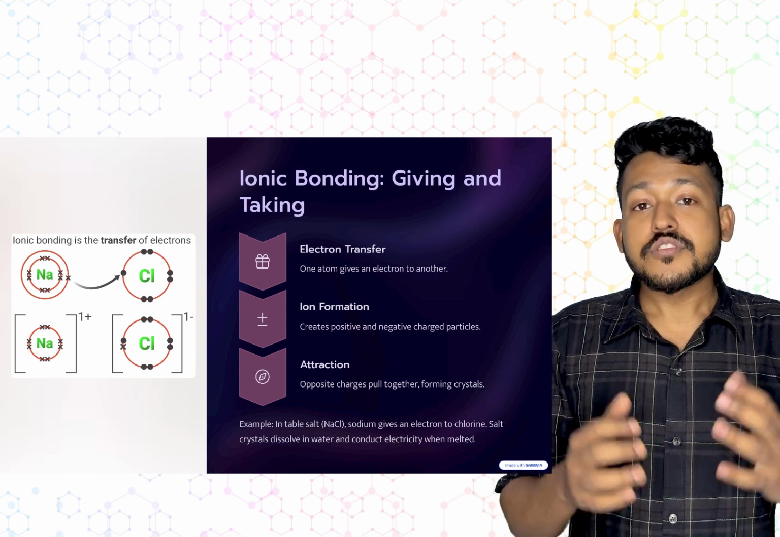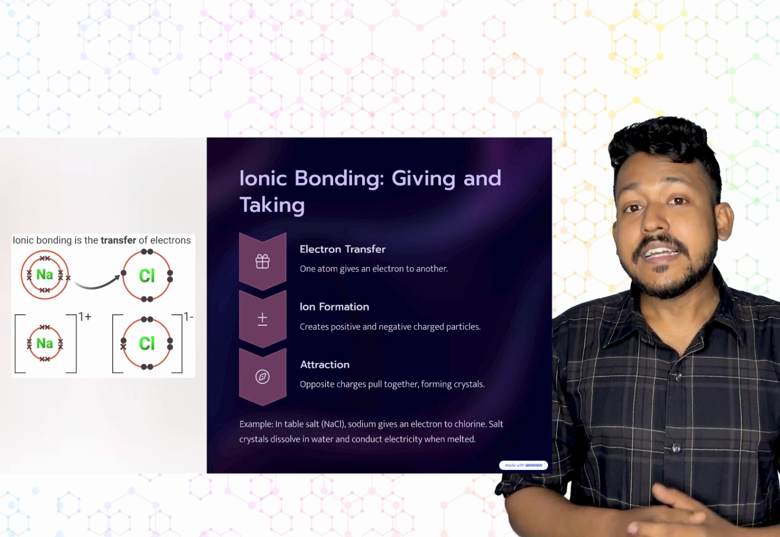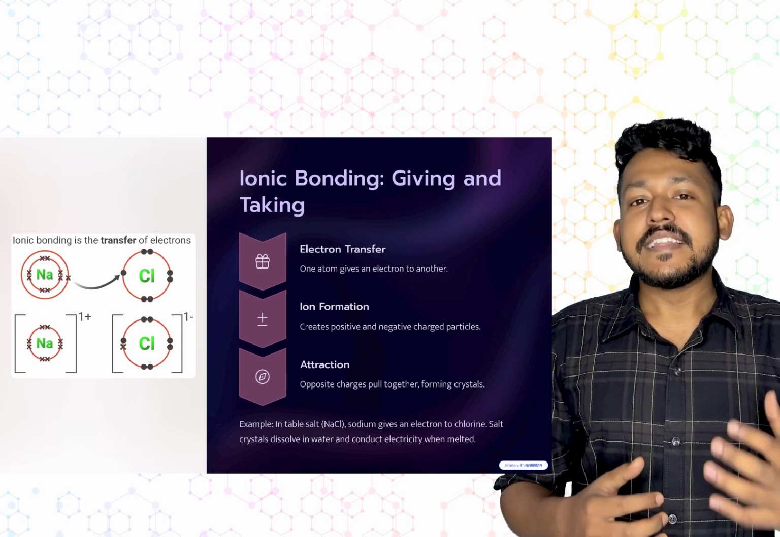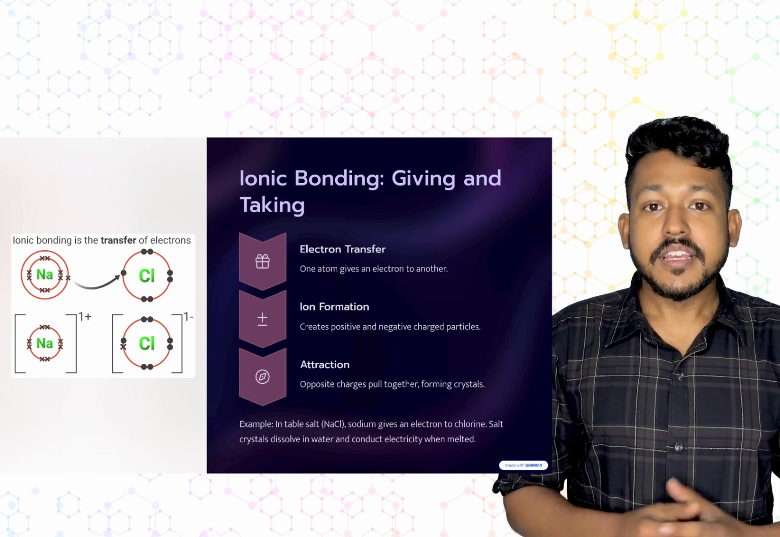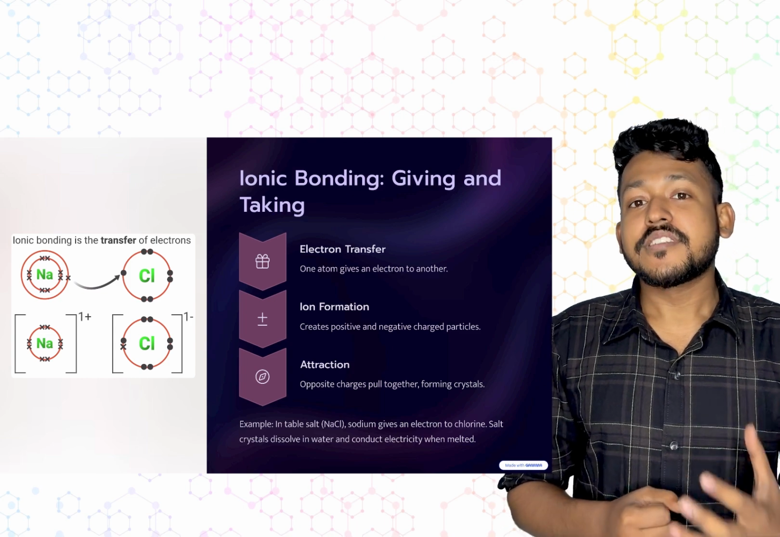Ionic bonds form strong crystals like the salt grains you sprinkle on your food. These crystals can dissolve in water, and when melted, they can conduct electricity because the ions move around. That's why salt water can carry current.